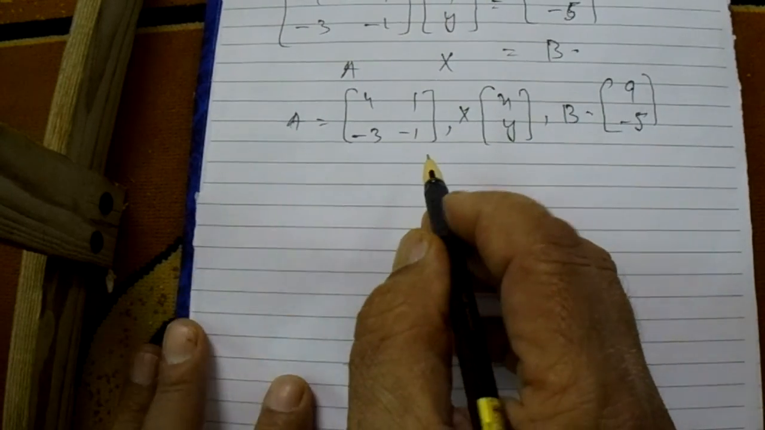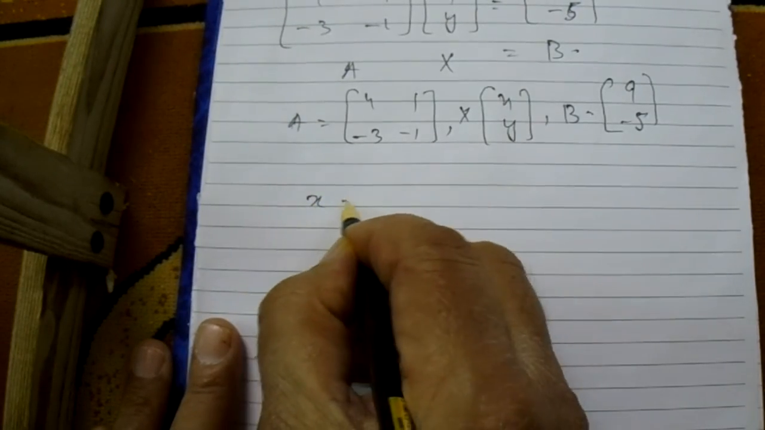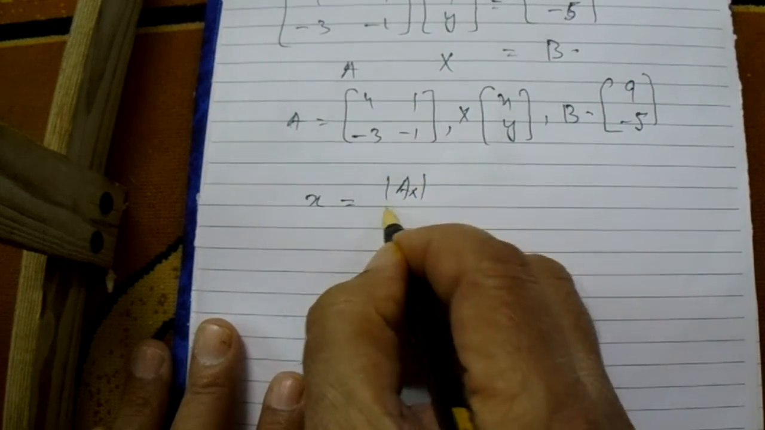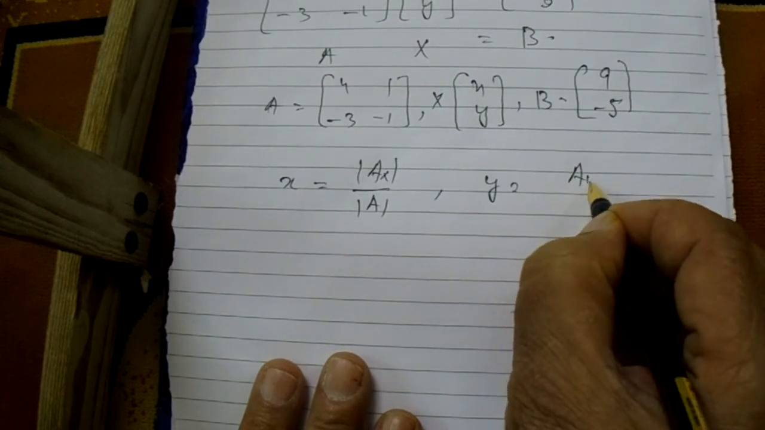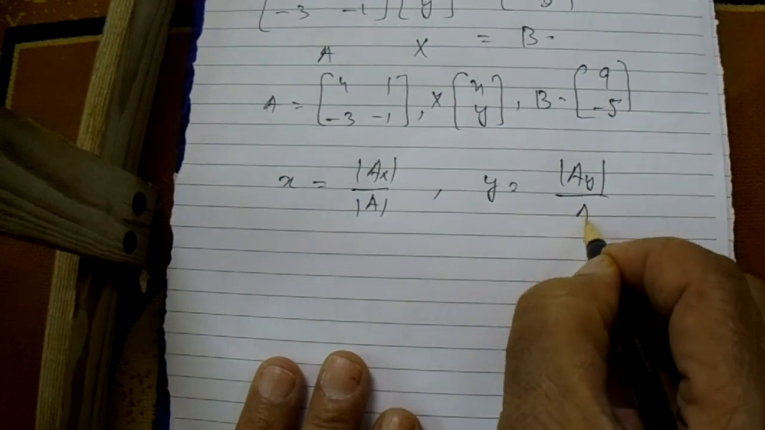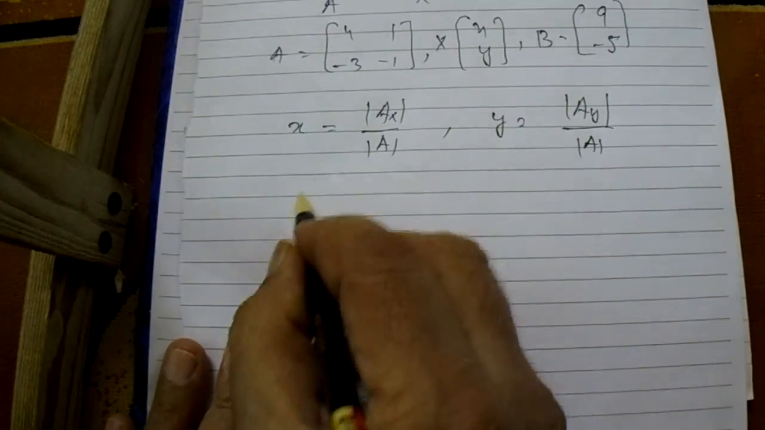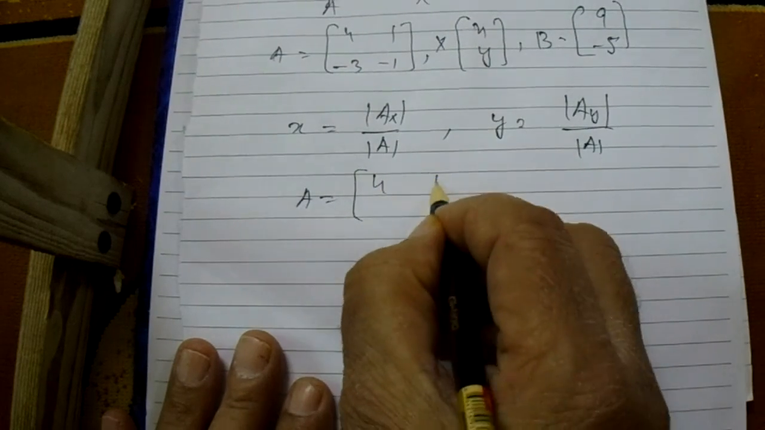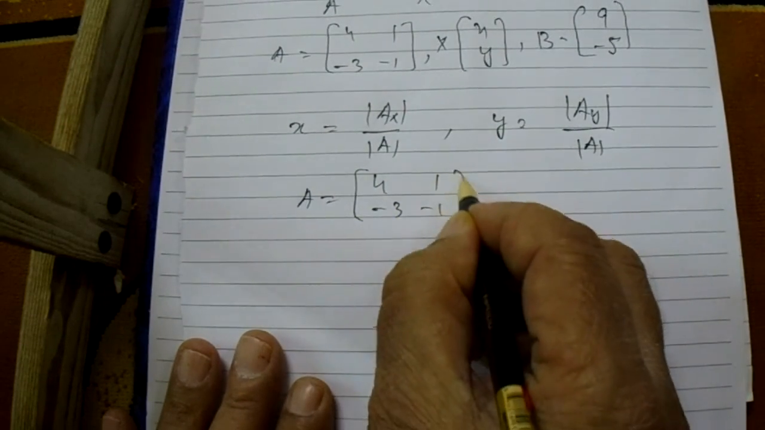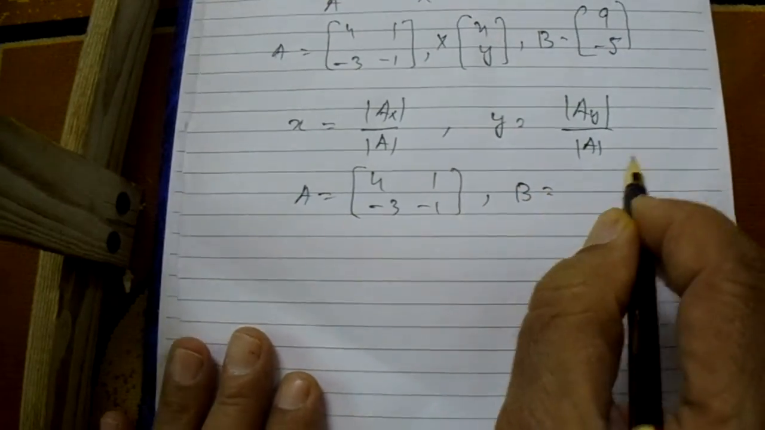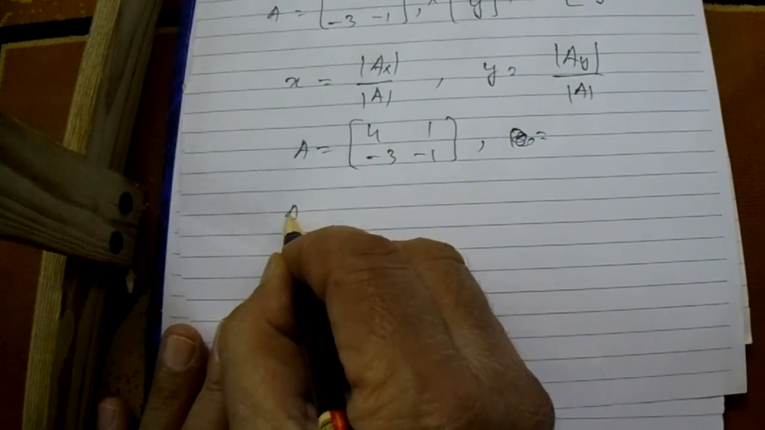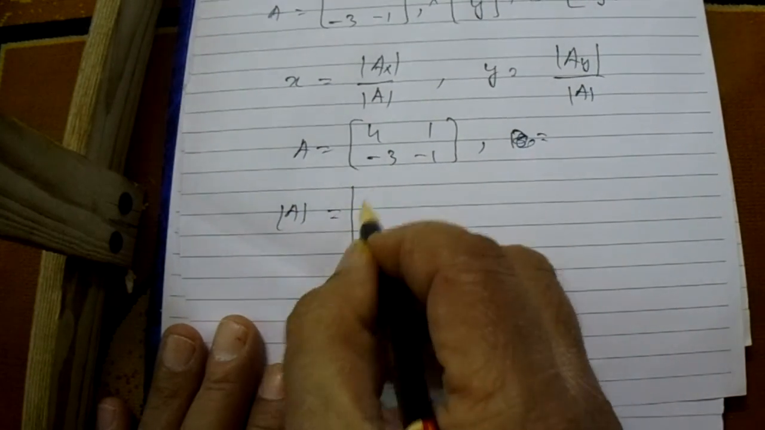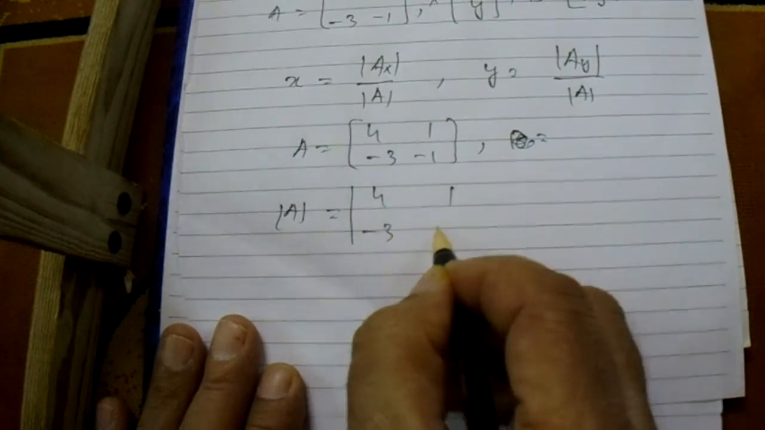Now in Cramer's rule we have the values: x is equal to determinant Ax over determinant A, and y is equal to determinant Ay over determinant A. Now we have the A matrix equal to 4, 1, minus 3, minus 1. First we find determinant A, which is written as 4, 1, minus 3, minus 1.